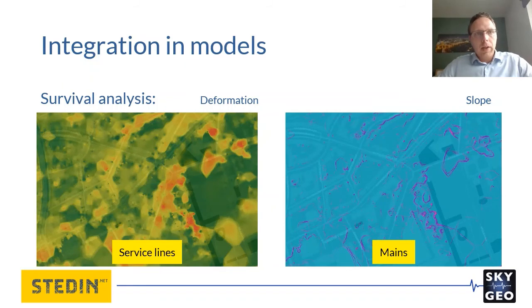So with this really nice business case, we decided to integrate this data into our models. Normally we do, for our risk analysis, survival analysis, one for service lines where the deformation is a very important parameter, and one risk model for mains where a derived product from the deformation data is used, the slope data, which highly correlates with the probability of a failure.